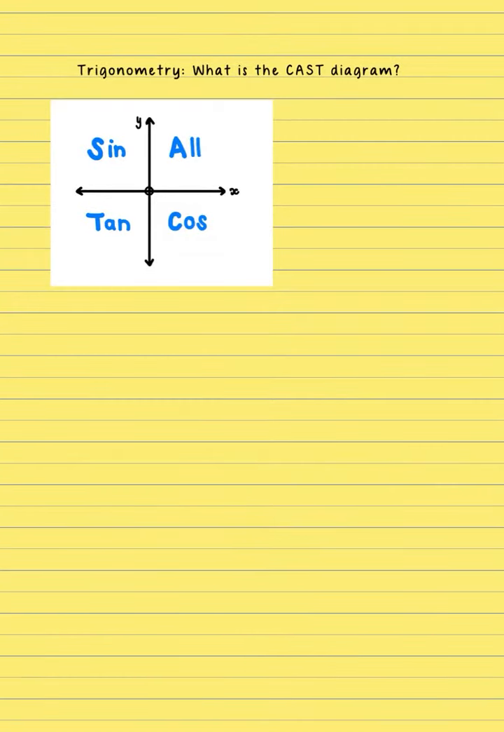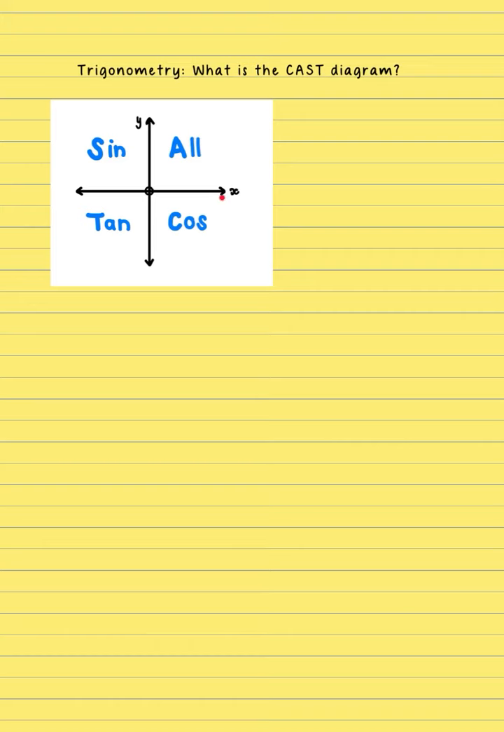Hi everyone! Today I'm going to talk about what the CAST diagram is in trigonometry, and I'm going to give you some examples of why it is so important. Now, what the CAST diagram tells you is which trigonometric ratios are positive in which quadrants.